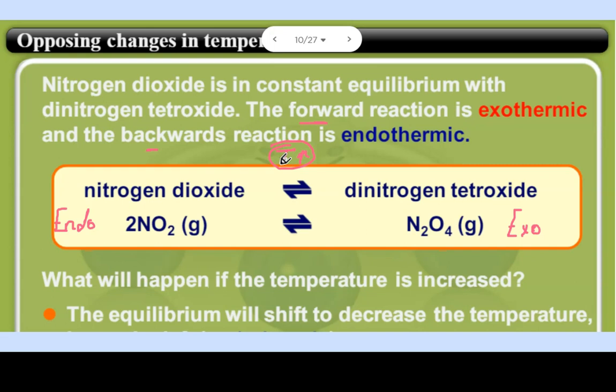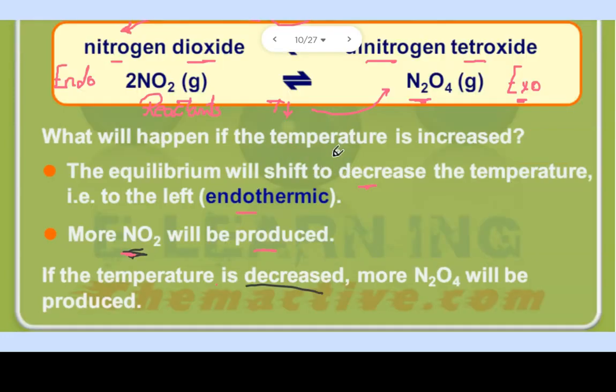Now, if temperature increases, as we said before, it should shift in the endothermic direction. In that direction, you will find nitrogen dioxide. So the reaction will shift toward the reactants and produce more nitrogen dioxide. If temperature decreases, it will shift to the exothermic direction, which is N2O4. So if temperature increases, it shifts to the left part, which is endothermic, and NO2 will be increased.